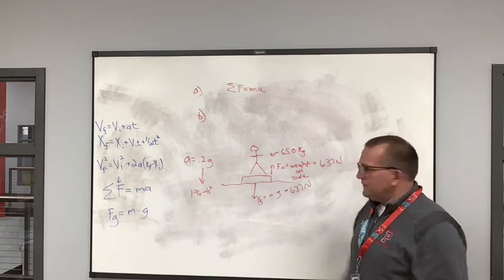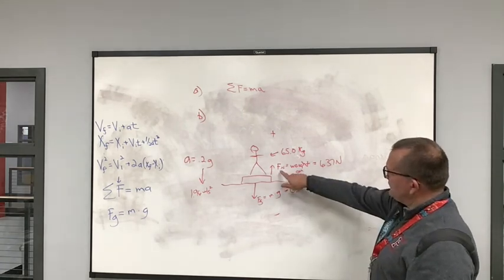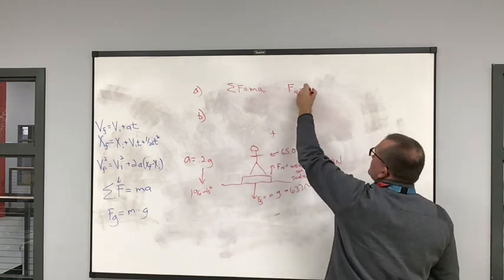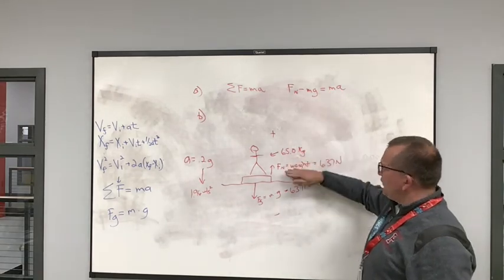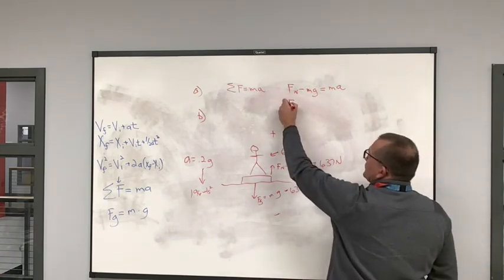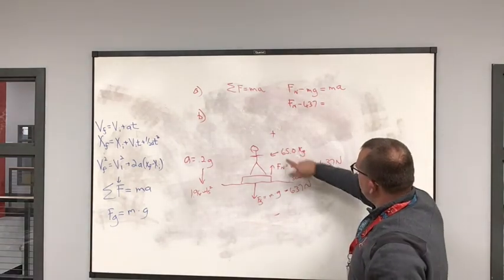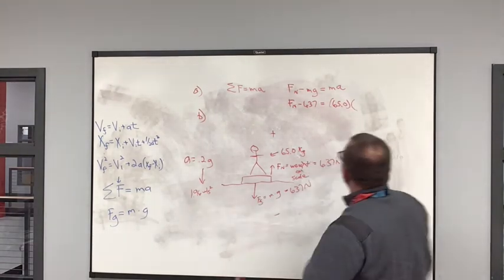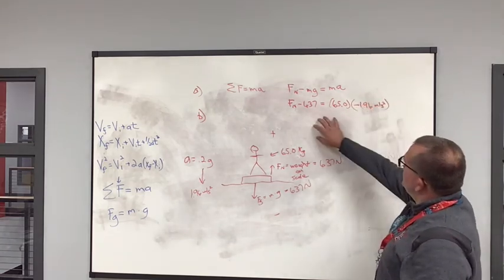Again, you've got to pick a positive and negative, and I'm going to make up positive, down negative. So my net force is going to be normal force minus mg, or the force of gravity, and that equals ma. Normal force is going to be what the scale reads. My weight is 637. So normal force minus 637 equals ma. My m is 65. But now my acceleration is going down, so my acceleration is negative 1.96.